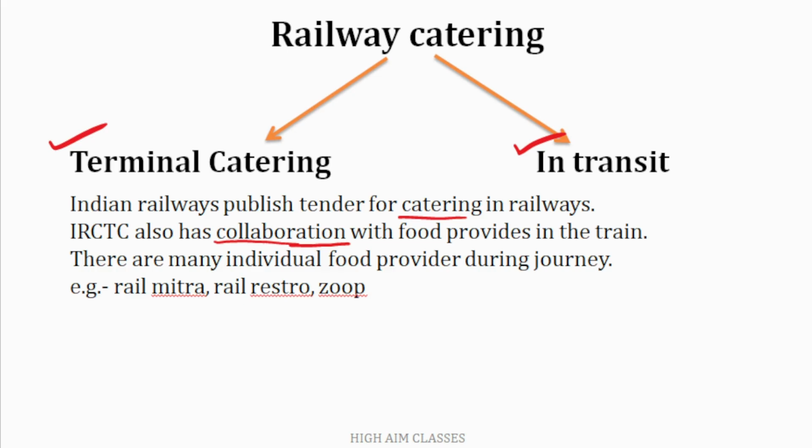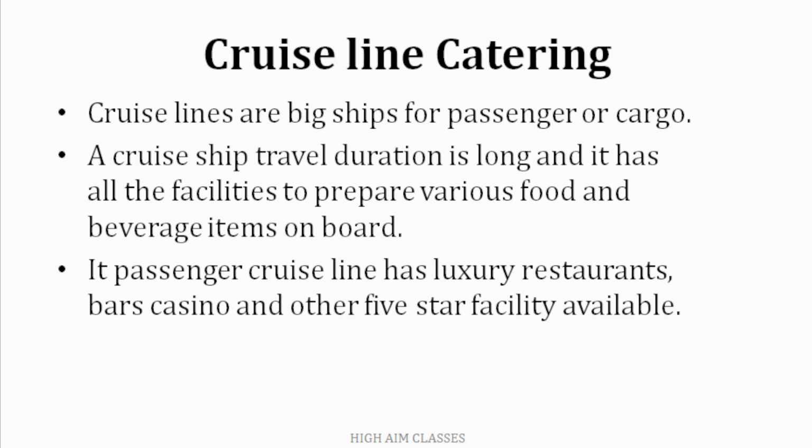You can book before the journey, you can book online, and the food will be served during your journey. There are many individual food providers during the journey. You can search for websites like Rail Mitra, Rail Restro, and Zoop. You can fill in all the details, which train you are traveling on, timing and everything, and they will provide you food during the journey. So this is about railway catering. Other than this, we have the cruise liners, which are a major part of transport catering.